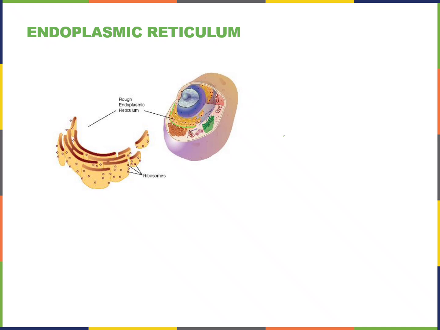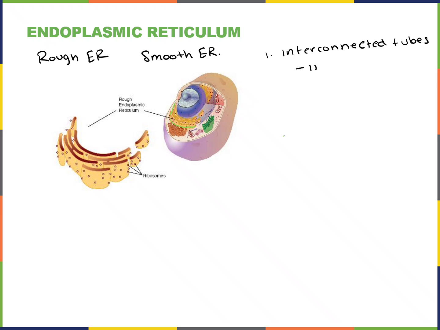Okay. The endoplasmic reticulum is a series of interconnected membranous tubules. Connected tubes. Okay. They have two main functions when we talk about the endoplasmic reticulum. We talk about the rough endoplasmic reticulum and the smooth endoplasmic reticulum. Okay. The inside of those tubes, we call them lumen.